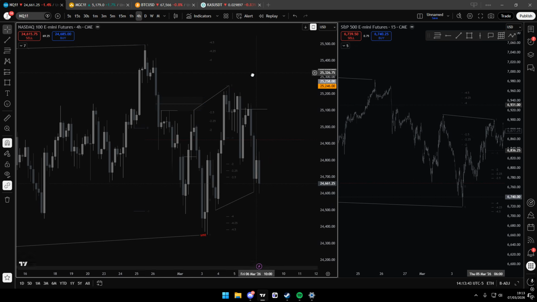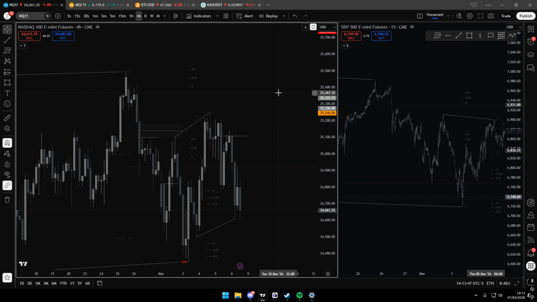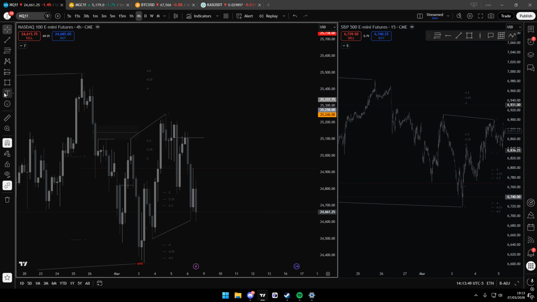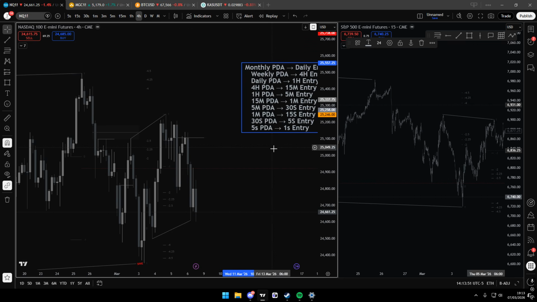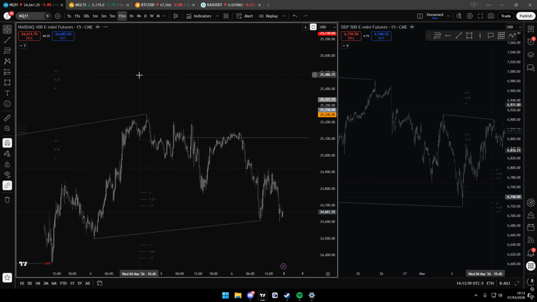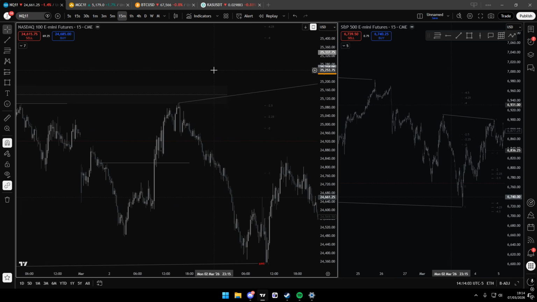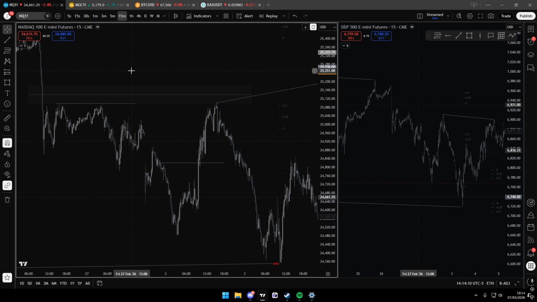Now, following time frame alignment, we can put it right here again. If we have a 4-hour PD array, we need a 15-minute entry. Scale down to the 15-minute. Identify your POI, and there it is. We need a 15-minute entry. Now, what could that entry be?